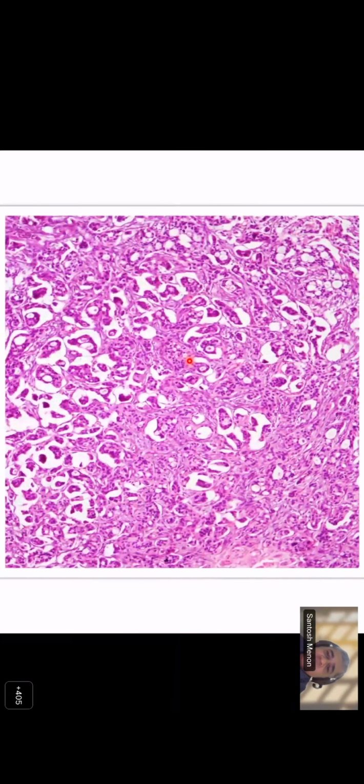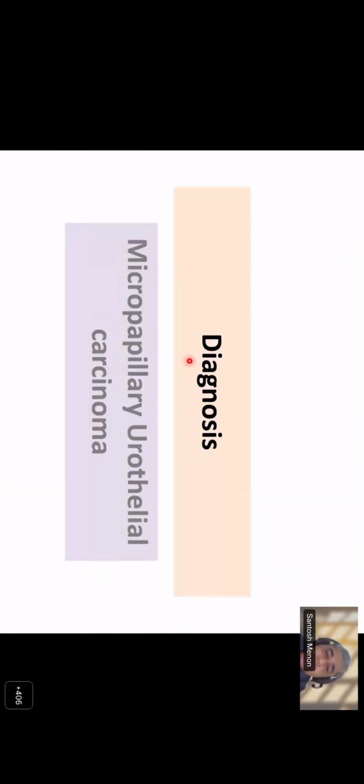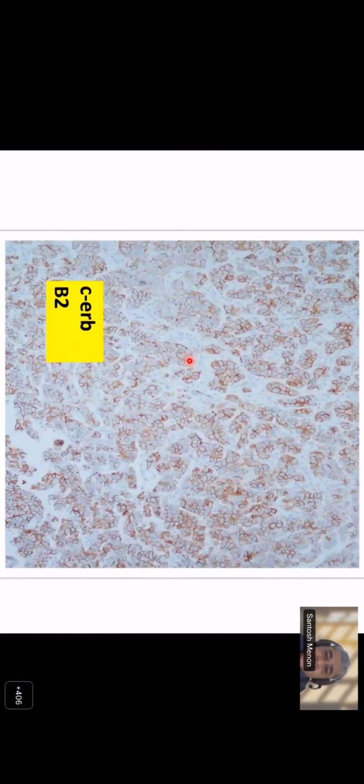So again, this picture shows you the ring kind of forms, lamina propria invasive tumors, and again the floating micropapillary. So the diagnosis is micropapillary urothelial cancer. These are known to be HER2 positive in about 60-70% of cases.